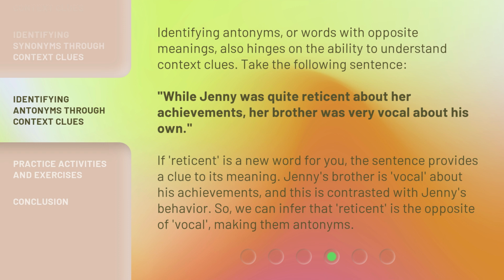Jenny's brother is vocal about his achievements, and this is contrasted with Jenny's behavior. So, we can infer that reticent is the opposite of vocal, making them antonyms.